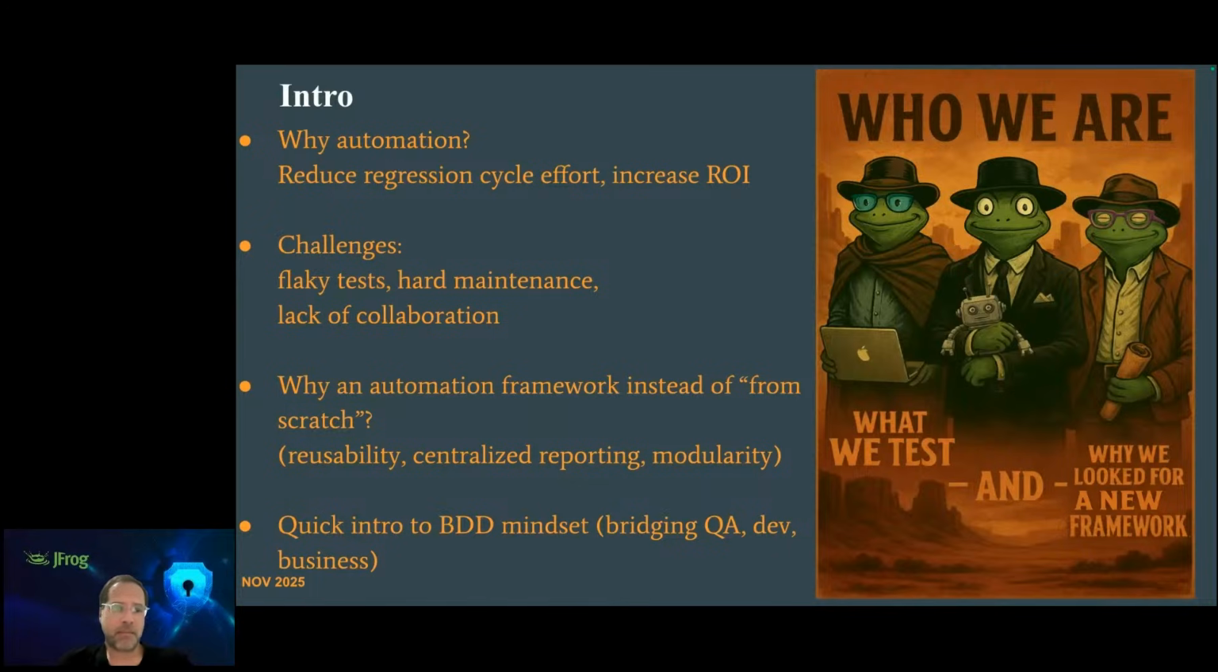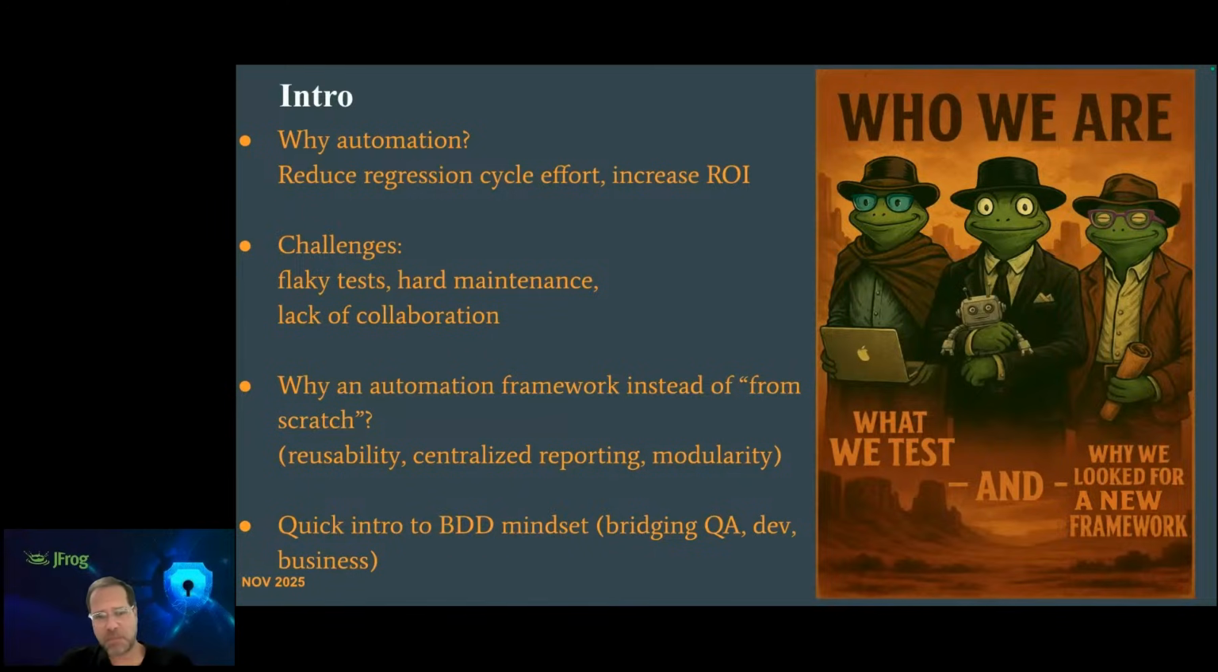Now, picture this: testing everything manually, every feature, every release, every tiny fix. It would take forever, right? It's repetitive, it's error prone, and let's be honest, it's not exactly the reason any of us got into tech. So, automation changed that. It lets us test faster, test smarter, and focus on work that actually moves the needle. It's all about saving time, reducing effort, and yes, getting that sweet return on investment.